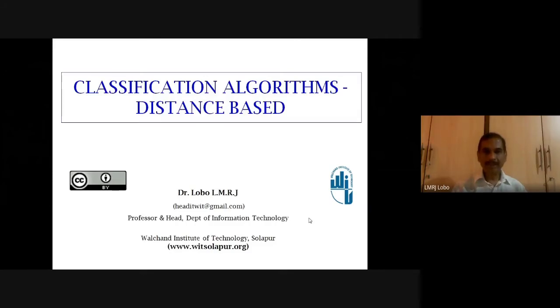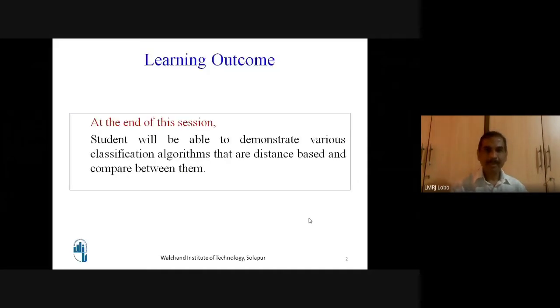Today we are going to deal with data mining classification algorithms based on distance. At the end of this session, the student will be able to demonstrate various classification algorithms that are distance based, and they will be able to compare between them.